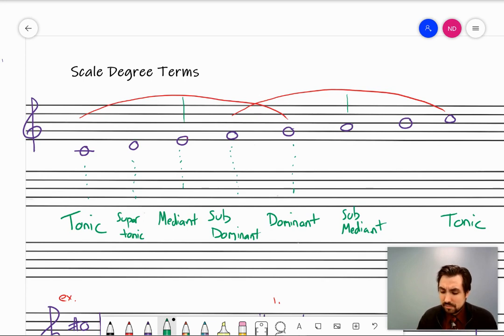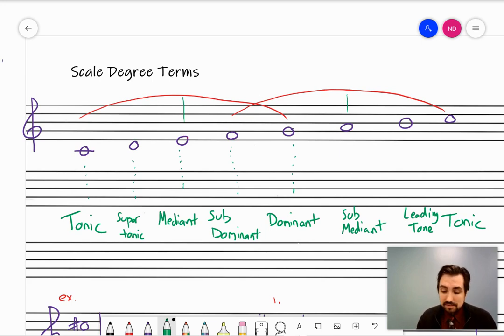Okay, that leaves us with scale degree 7. And scale degree 7 is a little tricky. It's going to be called the leading tone. Scale degree 7 is called the leading tone because it leads back to 1. If you played the C major scale and stopped on B, on scale degree 7, it would feel unfulfilled. It wants to go back to that tonic. Leading tone leads back to tonic.